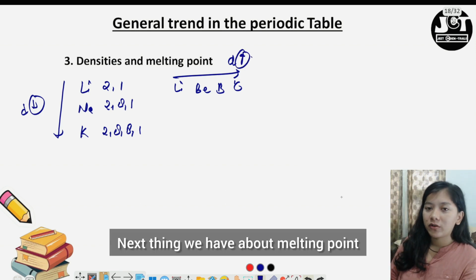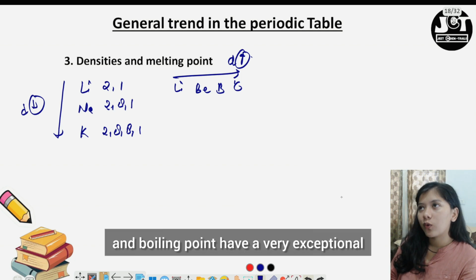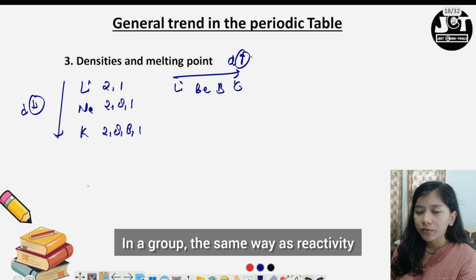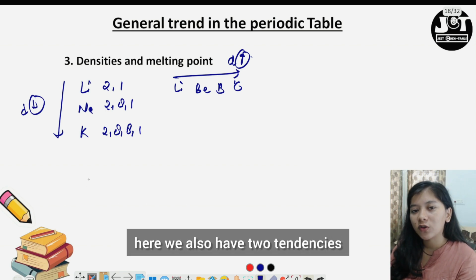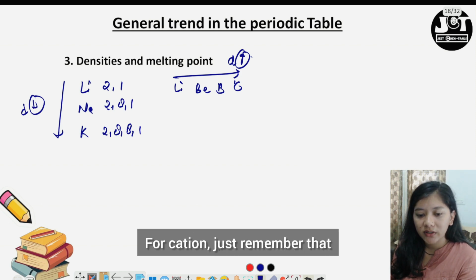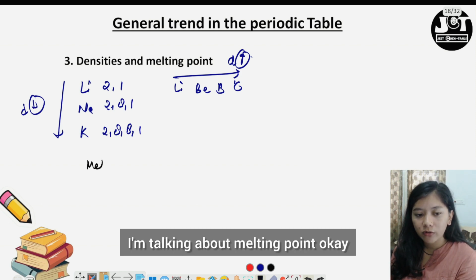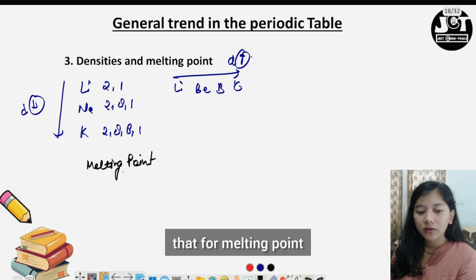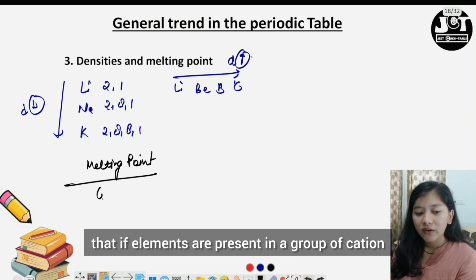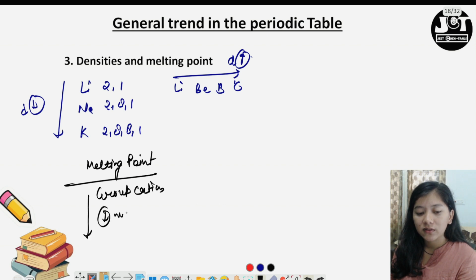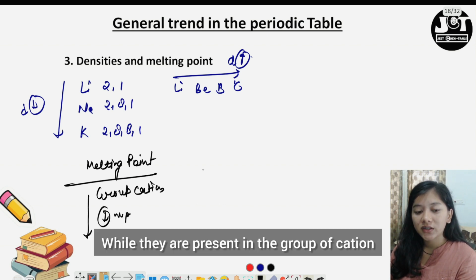Next thing we have is melting point. Actually, melting point and boiling point have a very exceptional behavior in the periodic table. In a group, in the same way as reactivity, here we also have 2 tendencies, one for the cation, one for the anion. For cations, just remember that I'm talking about melting point, okay? If elements are present in a group of cations, their melting and boiling point will decrease.